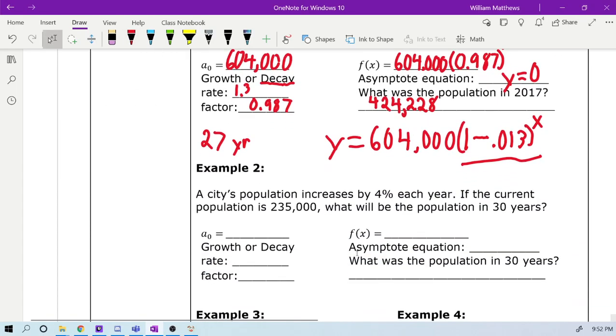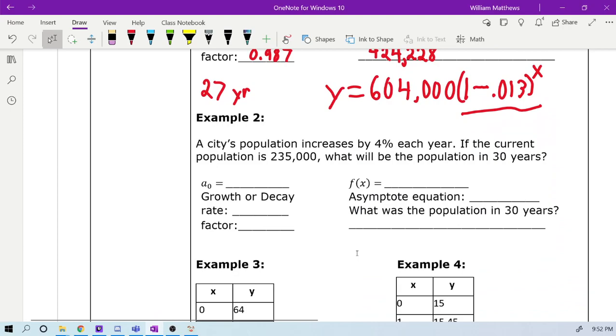Example 2: a city population increases by 4% each year. If the current population is 235,000, what is the population in 30 years? So if we look at this, our starting value, which is what it is currently, is 235,000. This is increasing, so this will be a growth.